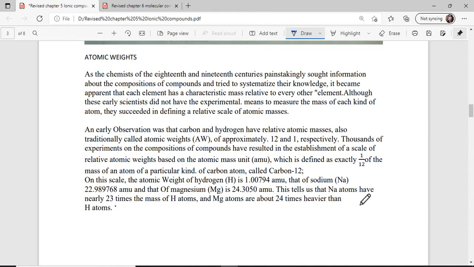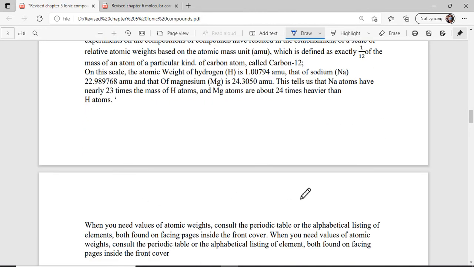Okay, on this scale, the atomic weight of hydrogen is 1.00794 AMU. And then aton nga sodium is 22.989768 AMU. That of our magnesium, ang aton nga magnesium na weight is 24.3050 AMU. This tells us that the Na atoms have nearly 23 times the mass of hydrogen, and for your magnesium naman, it is around 24 times heavier than the hydrogen atom. This is comparing the masses of different elements.